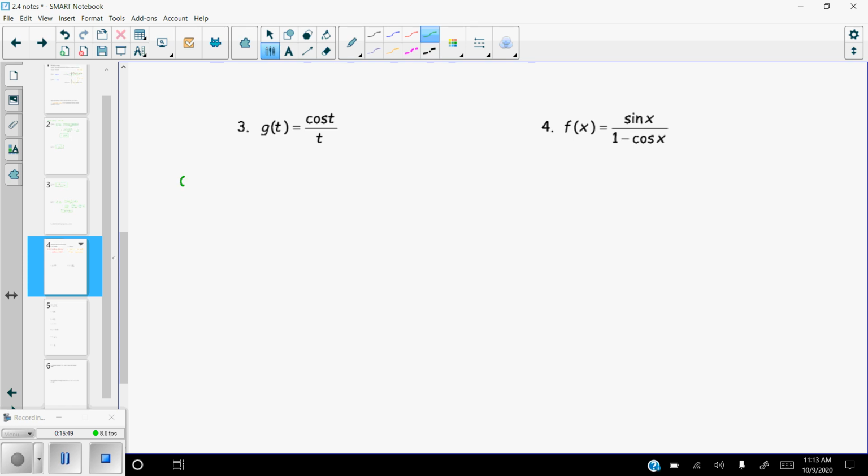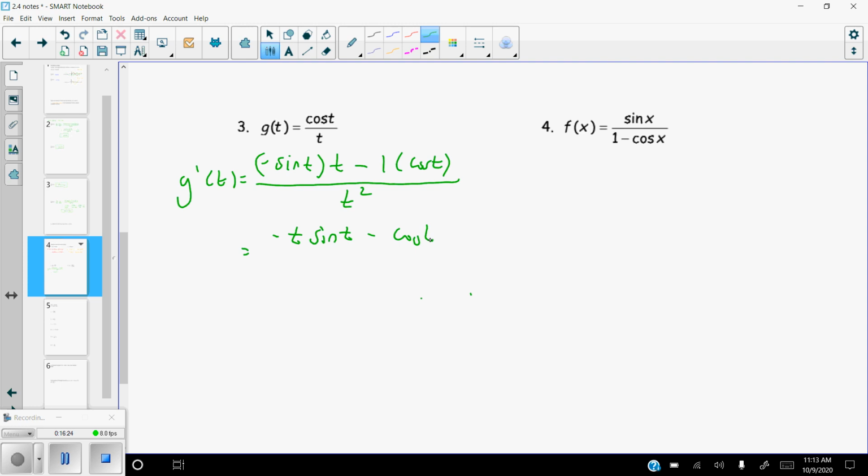So g prime of t is going to be the derivative of cosine, which is negative sine of t, times the bottom, which is t, minus the derivative of the bottom, which is 1, times cosine of t, which is the top, all over the denominator squared. So again, let's just clean that up a little bit. We'll move the t to the front of the negative sign area, so it's negative t sine t, minus 1 cosine t, don't need the 1, over t squared.